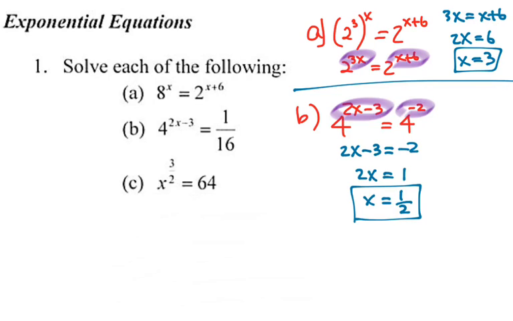X to the 3 over 2 power equals 64. Now the thing is this. I'm going to write down the question as it is one more time. But my question to you is, how can you get rid of 3 over 2 in the exponent? That's right. You can get rid of 3 over 2 in the exponent by raising each side by its reciprocal. Meaning, raise each side by 2/3 power.